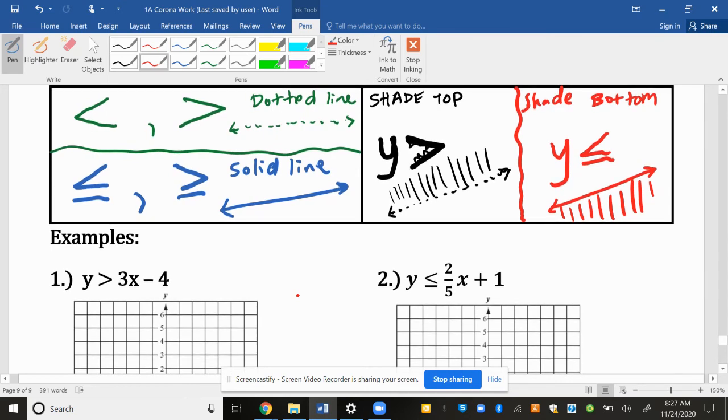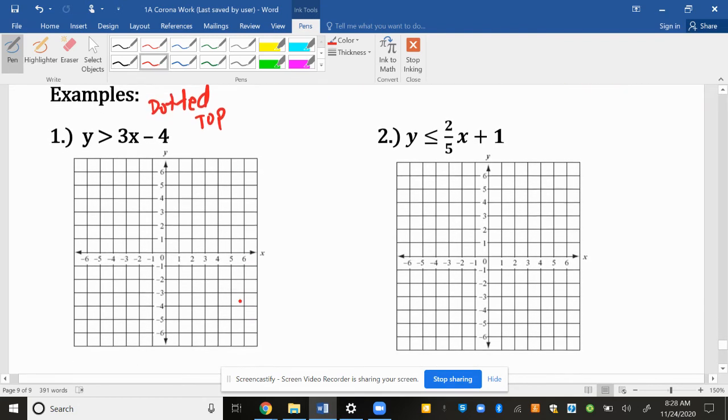Let's start with number 1. I'm already noticing in number 1 that this is going to be a dotted line. I know that because there's no equal sign under there. So you can already start thinking before you even graph what you're going to do. I know this is going to be dotted, and then the inequality is facing the y, so I know I'm going to shade the top. I'm just going to write that so that I don't make any mistakes while I graph.